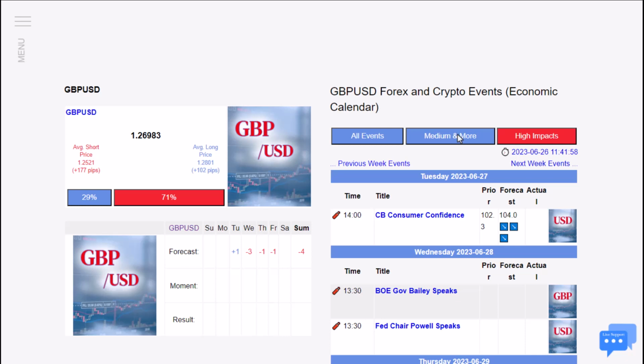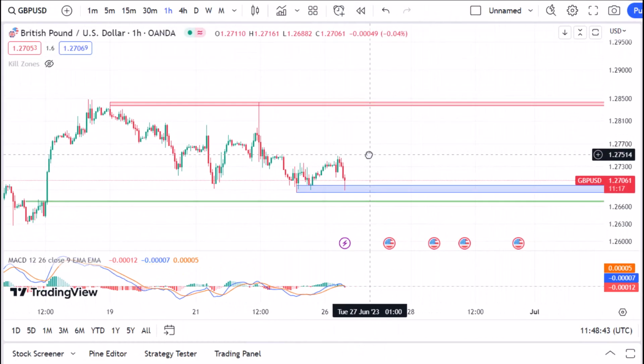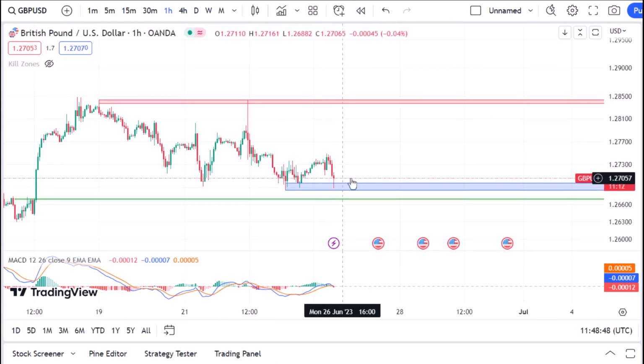So without wasting any more of our time, let's head to the chart and see what we have. Okay, now that we are on the chart, as always I have pre-drawn some zones for you. The blue zone, as always, is our trading zone. The green zone is our support, and the red zone is our resistance.